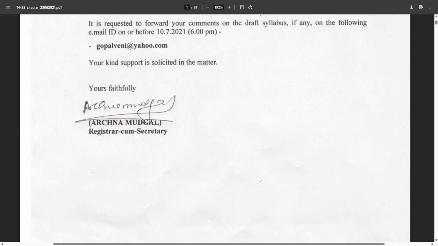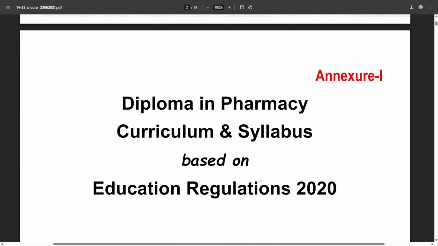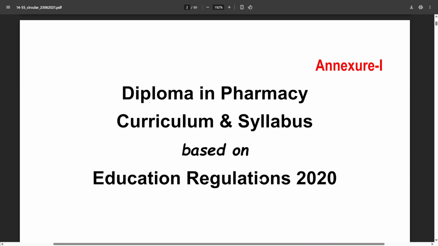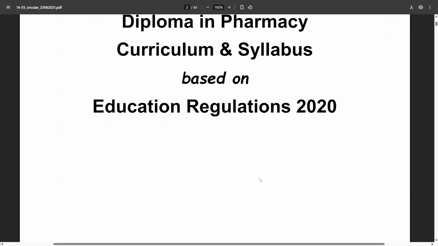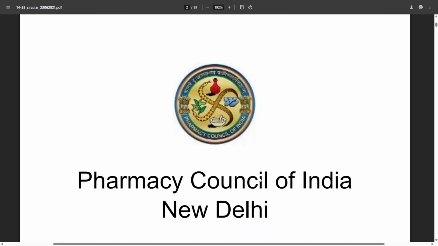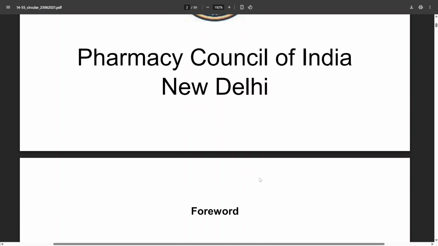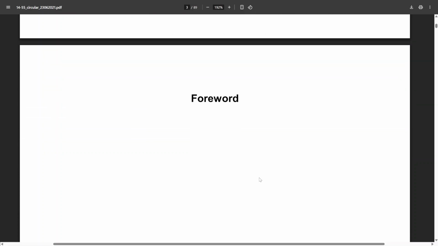So we are going to take a look, and this syllabus is going to be beneficial for the students of Diploma in Pharmacy, as well as the students seeking admission in the Diploma in Pharmacy course. Also, the students who have passed this Diploma in Pharmacy and are preparing for government jobs. So this syllabus is the base for your education of the Diploma in Pharmacy. Pharmacy Council of India, New Delhi.